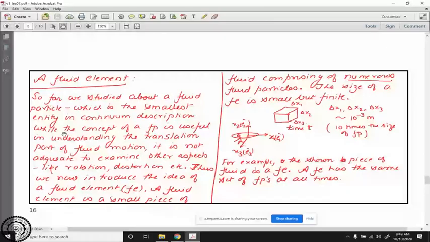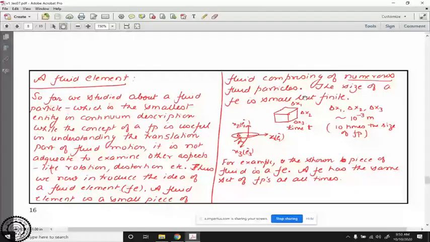While the concept of a fluid particle is useful in understanding the translational aspects of fluid motion, it is not adequate to examine other aspects like rotation, distortion, etc. Thus we now introduce the idea of a fluid element, and I will use the acronym FE. Earlier it was FP, and now we have another quantity, FE. A fluid element is a small piece of fluid comprising numerous fluid particles. So it is a bunch of fluid particles that you are considering together, and this bunch is neighboring, adjacent to each other.